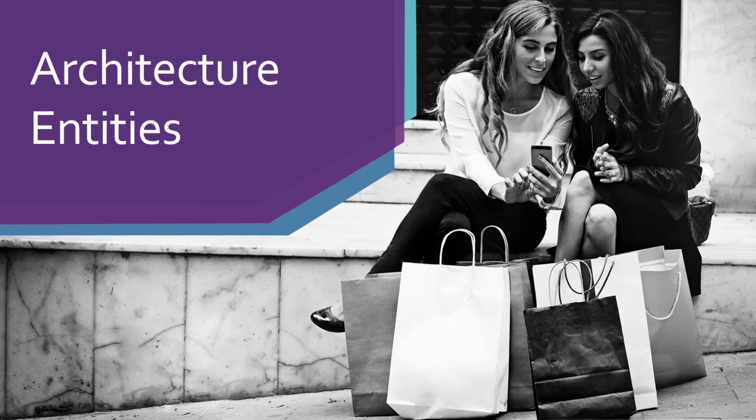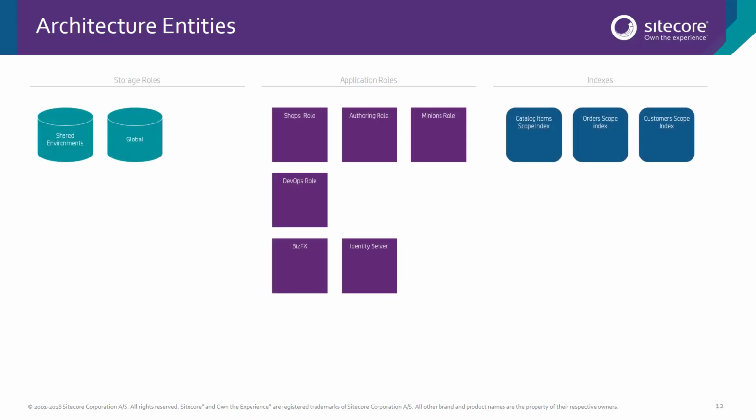So let's take a look at each of the architecture entities that come together to make up a Sitecore Experience Commerce deployment. Here you can see all of the architecture elements needed for an XC deployment. Note that you will also need the various XP elements, but those are outside the scope of this video. Details of those elements can be seen in the various XP architecture videos.